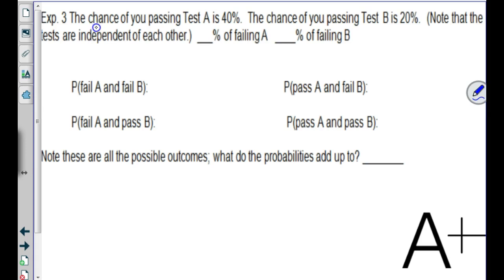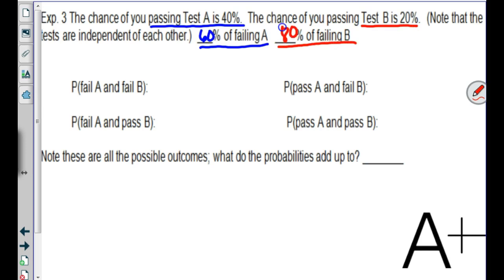This example is a little more complicated. We've got to think about this. The chance you pass test A is 40%. The chance that you pass test B is only 20%. Yikes. Note that the tests are independent of each other. So what is the percent chance of failing A? Everybody good? Pass A was 40, fail A was 60. You pass B is only 20, so what's the percent chance that you fail B?